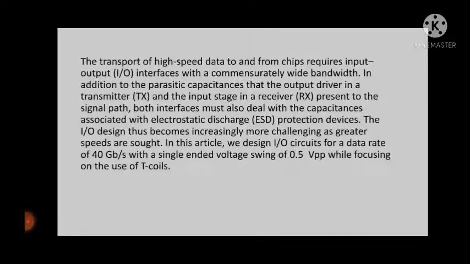In this article, we design an input-output circuit for a data rate of 40 Gb per second with a single-ended voltage swing of 0.5 V peak-to-peak, that is VPP, while focusing on the use of T-coils.